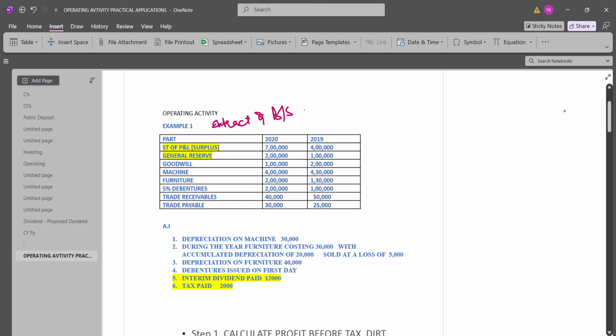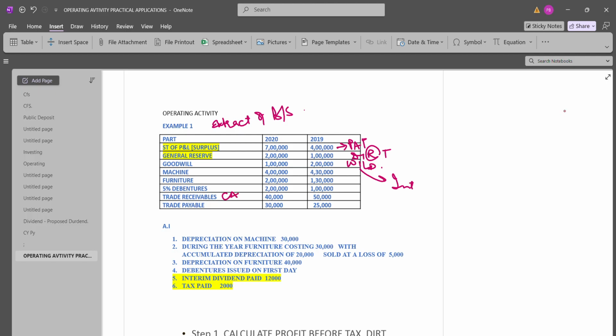In that you are given the surplus statement of P&L. This is your profit after tax. General reserve, this is a part of the add-backs. Goodwill is decreasing, so this is a part of write-offs. Machine is decreasing. We will see the adjustment in the account if required. Furniture, asset account. Debenture is required from the point of view of interest. That interest we will get from here.